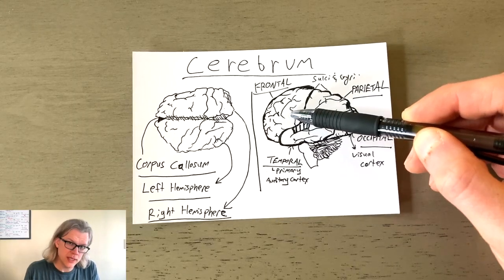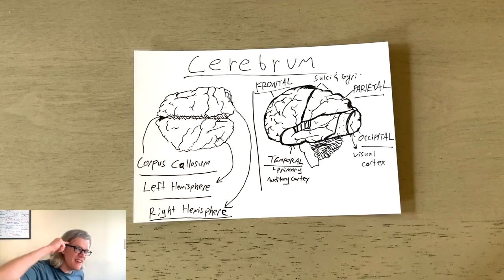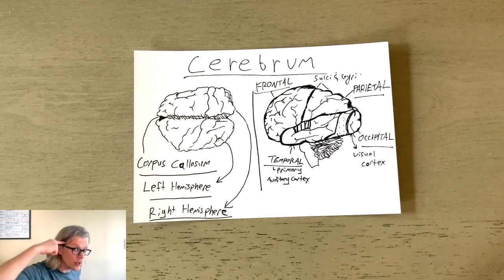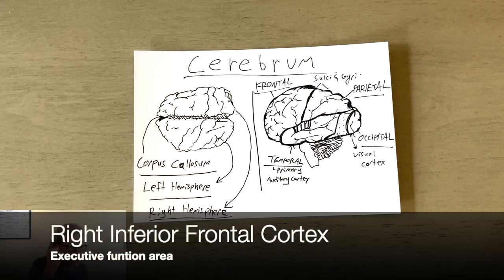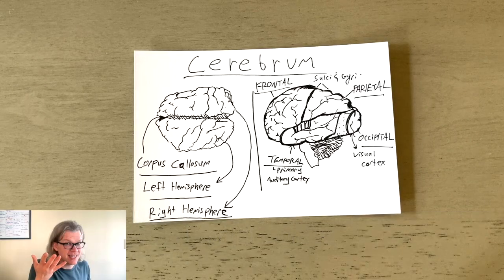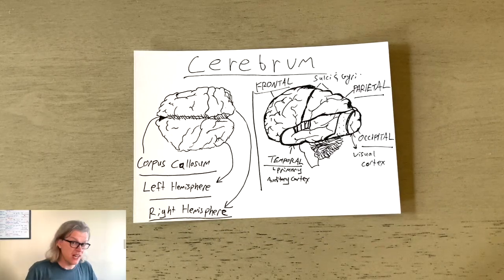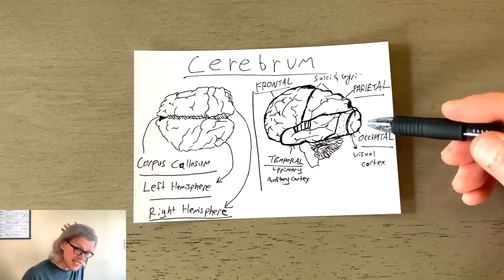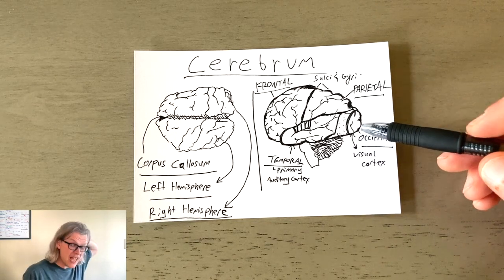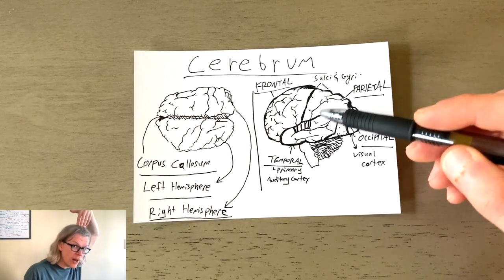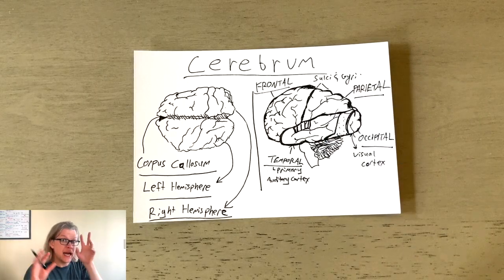Within the frontal cortex, the right inferior frontal cortex, this area, is underfunctioning in ADHD. It corresponds to that difficulty with executive function. And in the visual area of the brain, the occipital visual cortex and the motor cortex up in the parietal lobe, the function is anomalous.